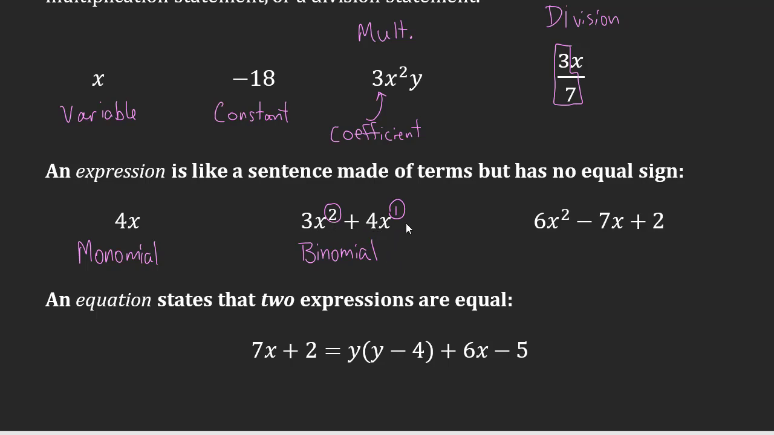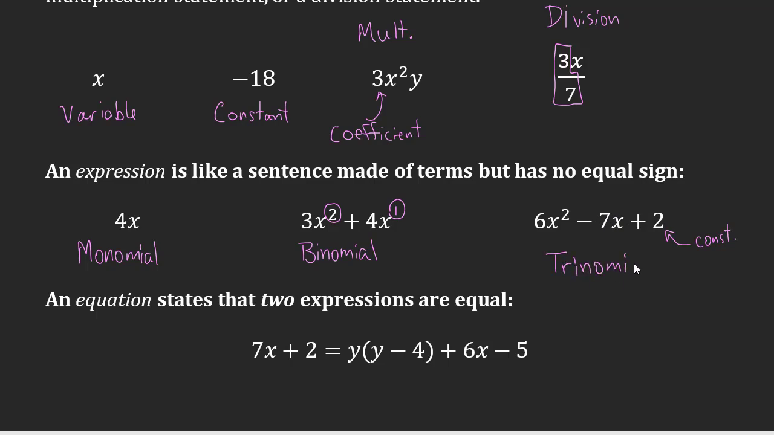We've talked about like terms in the past as well. And here we have 3 terms. We cannot simplify this. There are no like terms in here. We do have a constant. We have the constant of 2. We have a 6 as a coefficient on an x squared and a negative 7 on the coefficient of x. This is called a trinomial because there are 3 terms.